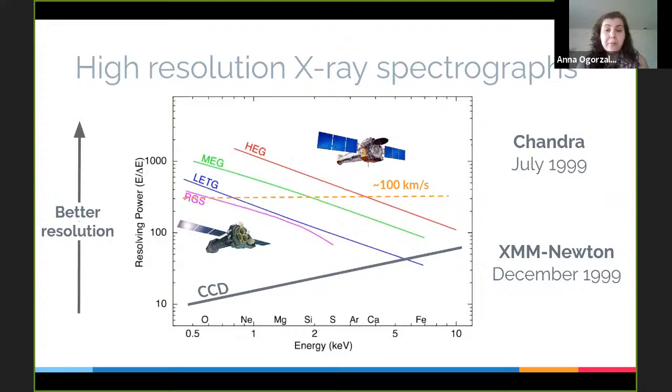Chandra and XMM, as we all know, have essentially revolutionized what we know about the X-ray universe. However, in my talk, I will focus specifically on the data obtained with HETG, since it currently is, and actually will remain for quite some time, the highest spectral resolution X-ray instrument that's available to us.